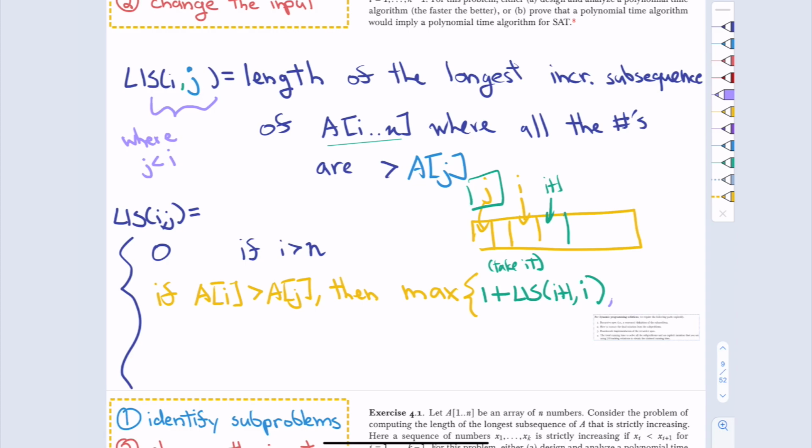And move this out of the way. And how would I encode not taking AI? Yeah. Is it just the LIS I plus 1, J? That's right. So I will move on and work with the rest of the subarray. But I'm not taking AI, so AJ kind of remains that last number that's bigger than everything. So that's why we didn't update that one.